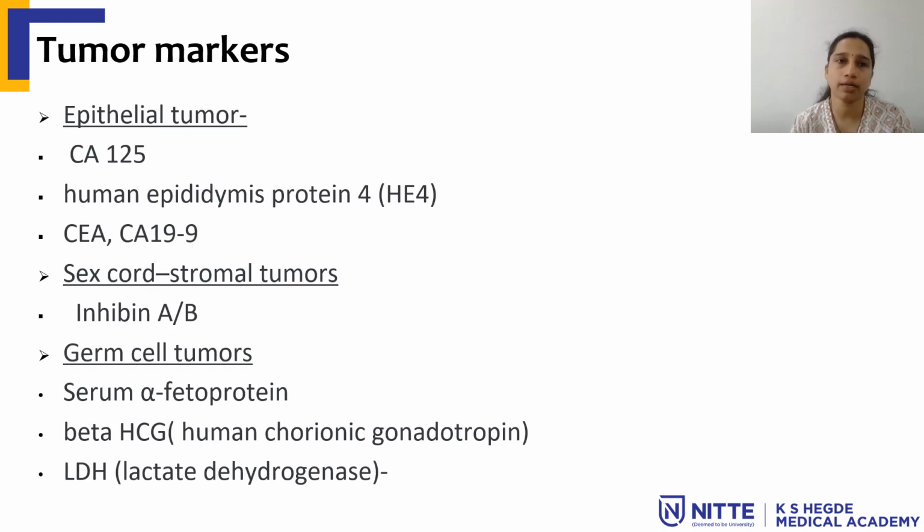So these are the set of markers depending upon our DDs. If you are suspecting an epithelial tumor in an old age woman, the markers used can be CA125, HE4, which is a recent marker, that is human epididymis protein, CEA, carcinoembryonic antigen, or CA19-9. If you are suspecting sex cord stromal tumor, the markers can be inhibin A or B. If it is germ cell tumor, the set of markers are serum alpha fetoprotein, beta HCG or LDH. So the selection of tumor markers depends on our DDs.